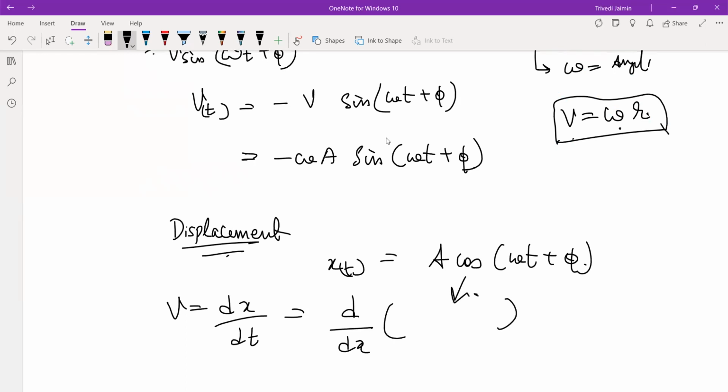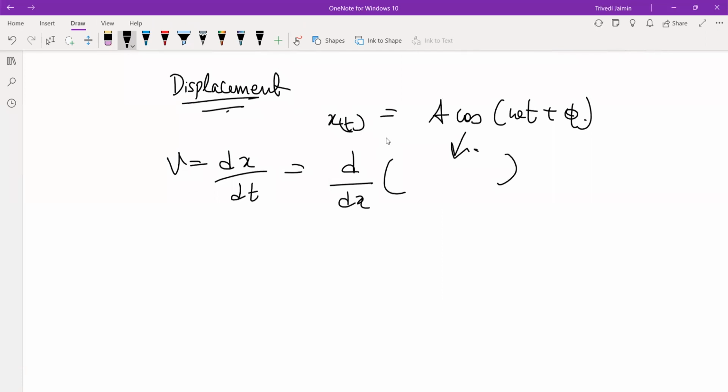So you know differentiation? Differentiation of cos x is minus sin x, right? You know differentiation, right? Yes or no? So A is a constant. Now the derivative of cos(omega t plus 5) is minus sin(omega t plus 5). Now we need to differentiate the inside term, omega t.